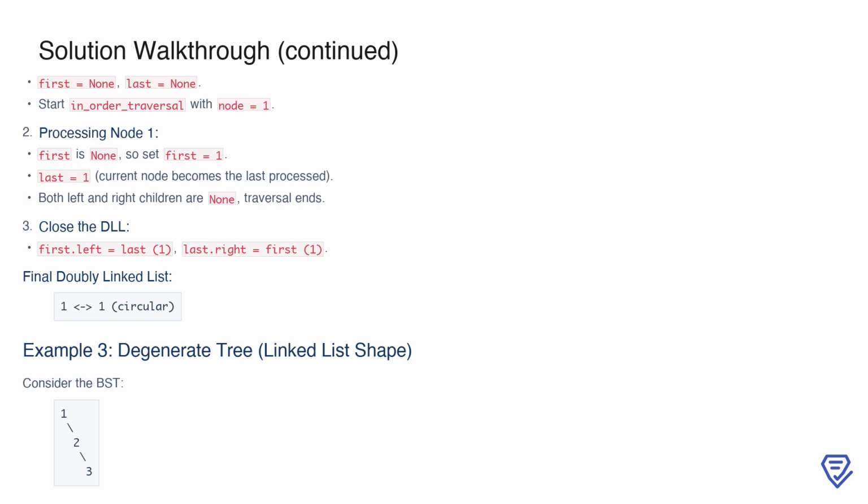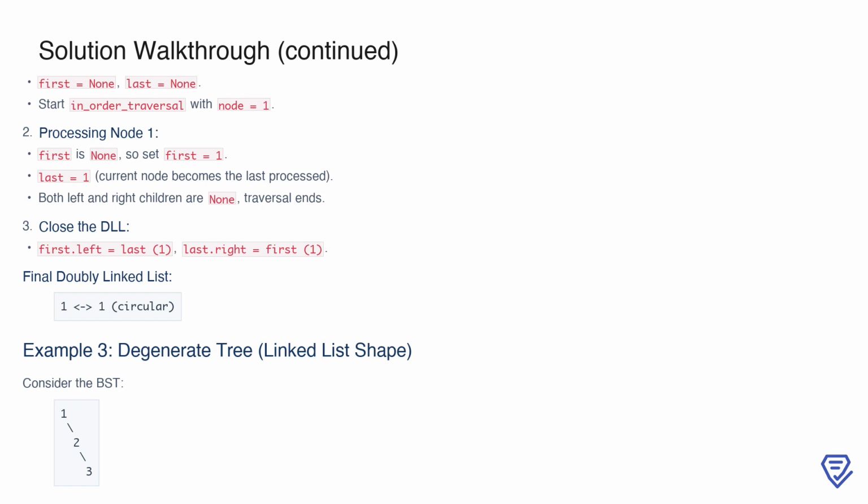We begin by initializing first and last to none and start the in-order traversal at node 1. Since this node has no left child, we process it directly. Again, we check if first is none, which it is, so we set first to node 1. We also set last to node 1, making it both the first and last node of the doubly linked list. Since node 1 has no right child either, the traversal ends here.